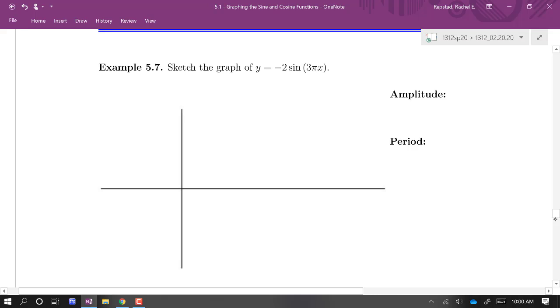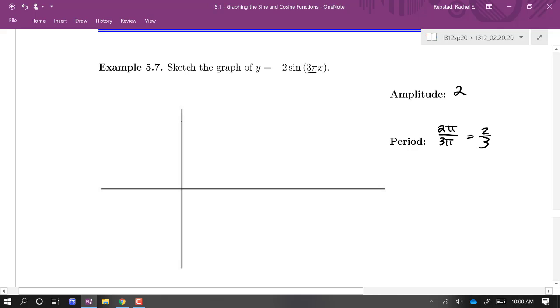Let's sketch the graph of -2 sine of 3 pi x. What's the amplitude? 2. And the period? How do I find it? Let's do that first. I'm going to take 2 pi divided by b, which for us right now is 3 pi. So we get 2/3. That's the period.